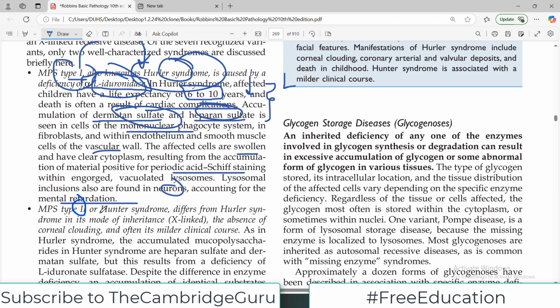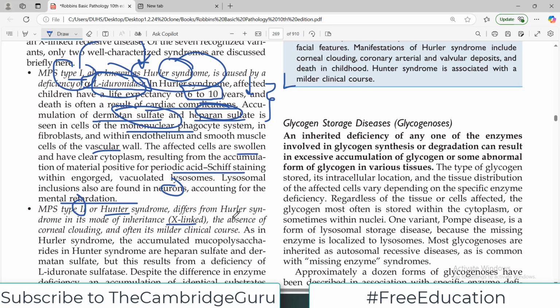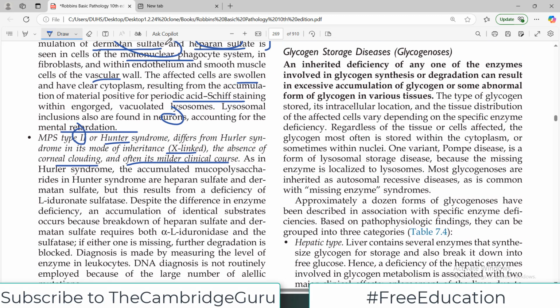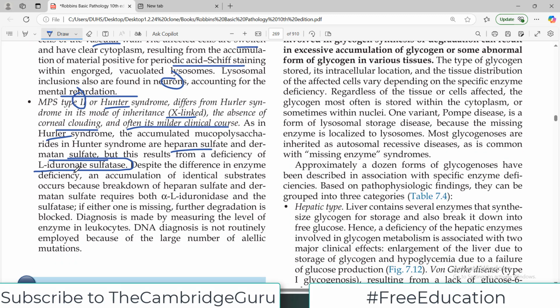Then we have type 2, which is called Hunter syndrome, and it actually differs from Hurler syndrome in its mode of inheritance, X-linked inheritance. Okay, now there is absence of corneal clouding, and often a milder clinical course, so it's a little milder as compared to what we see in type 1. As in Hurler syndrome, the accumulated mucopolysaccharides here are also heparan sulfate and dermatan sulfate, but this results from deficiency of a sulfatase enzyme. Here the enzyme is iduronate sulfatase, a different enzyme and therefore a different disorder.